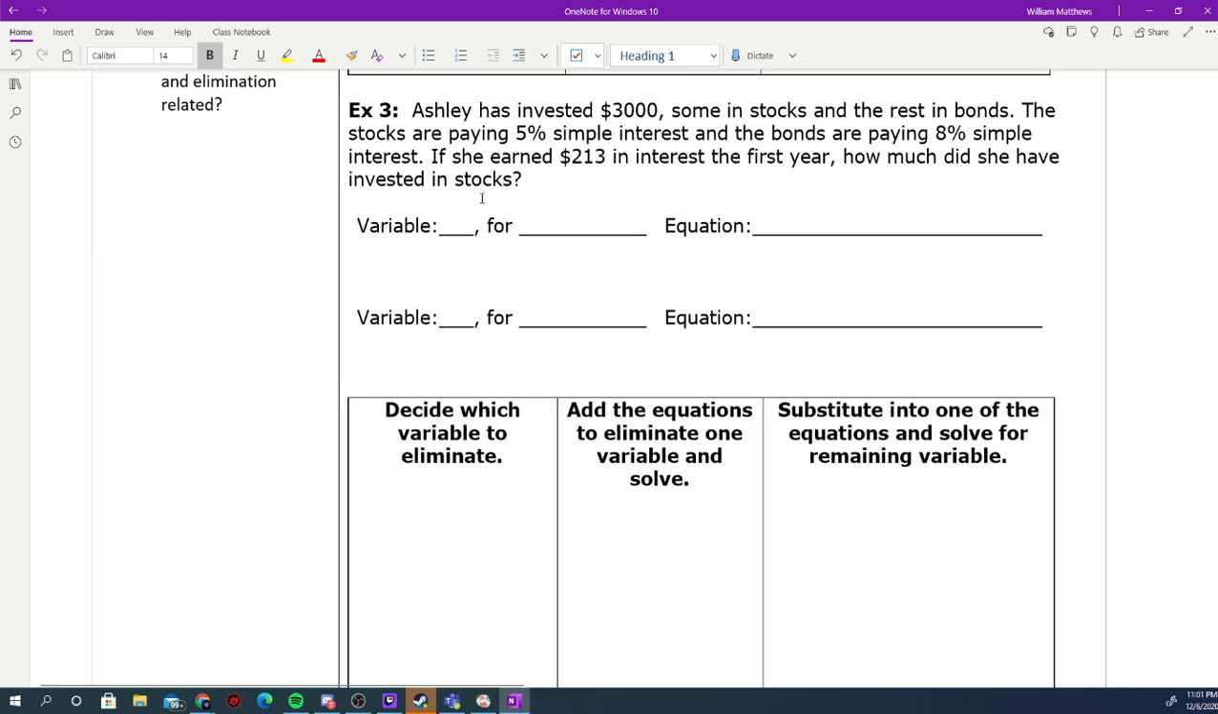So this is a matter of Ashley trying to figure out how much money she has invested in both stocks and bonds. So we know what variable we're going to use, or what we're going to be dealing with. We're going to be dealing with stocks, which I can represent as X.